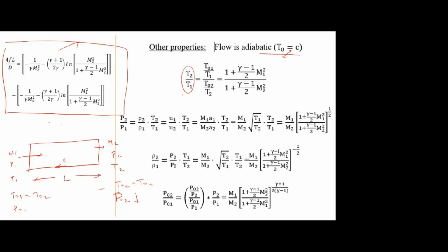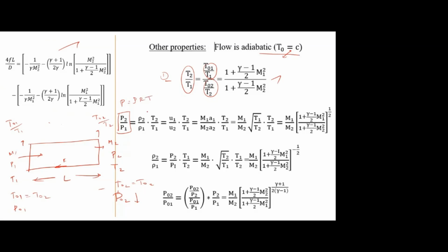Here we have to find the relation between T2 by T1. In this station, I can find T naught 1 by T1. Then using the isentropic relation, I can find T naught 2 by T2. Then using the two ratios, I can find the first relation, T2 by T1. Then for P2 by P1, I can use the relation P is equal to rho R T. R is cancelled, so you get only the rho and T terms. This rho term I can convert in terms of velocity using the continuity equation: rho 2 by rho 1 is equal to U1 by U2.